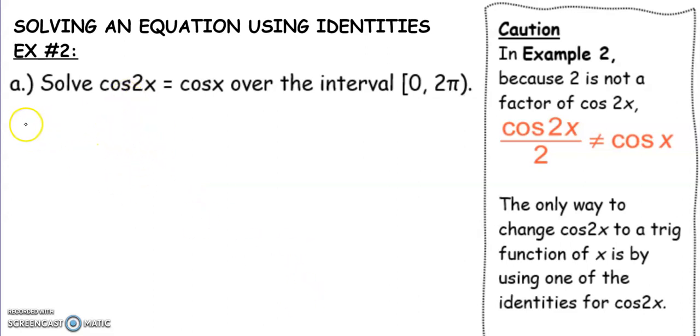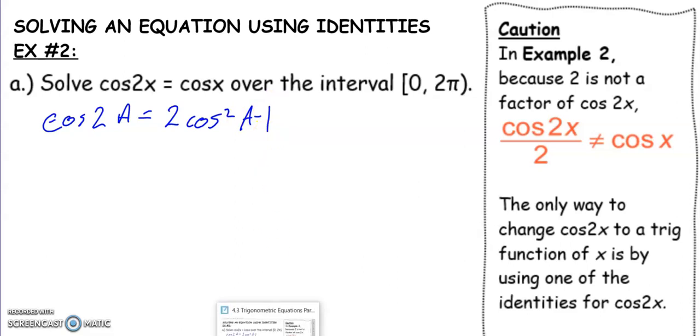And when I think of that cosine 2x, I immediately think of cosine 2a. Now there's 3 cosine 2a's if memory serves, but the one I am choosing to use is this one. Could I use any other one? Of course I could, but this is the one I choose to use. So what we're going to do is I'm going to take out this cosine 2x and I'm going to put in this 2 cosine squared a minus 1.